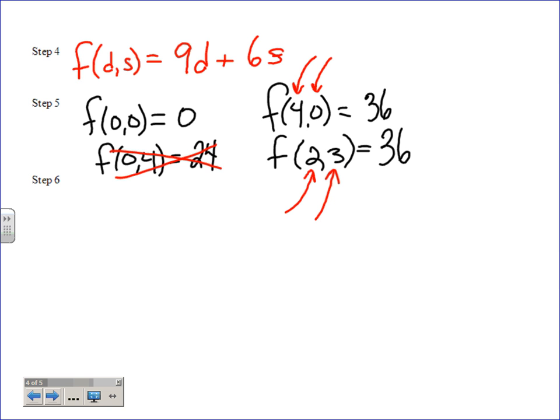So then you'd write that down here. Maybe you chose 4, 0. So 4 deluxe and 0 standard because. Okay? Or 2 deluxe and 3 standard because. And come up with the reason.